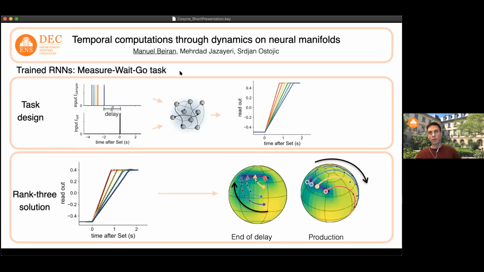For the measure-weight-go task, which is a harder task that requires to estimate a time interval first, the minimal rank is 3. When we look at the dynamics generated by these networks, we found that they also generate a manifold that has now a spherical shape. And within this sphere, at different locations, dynamics are different, so that the network solves the task.